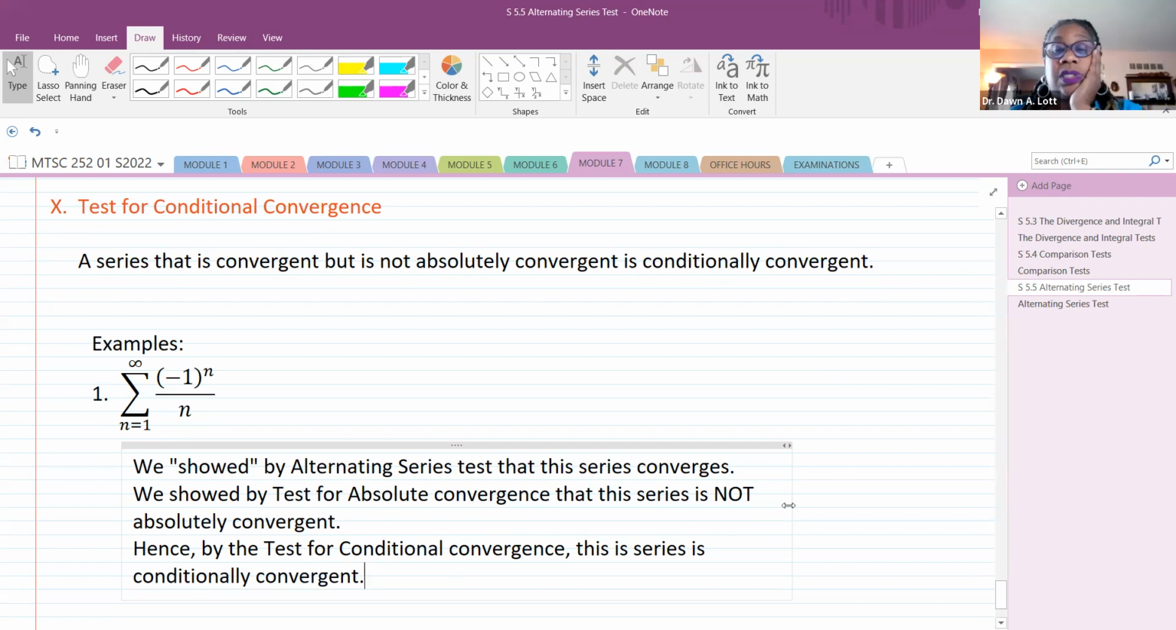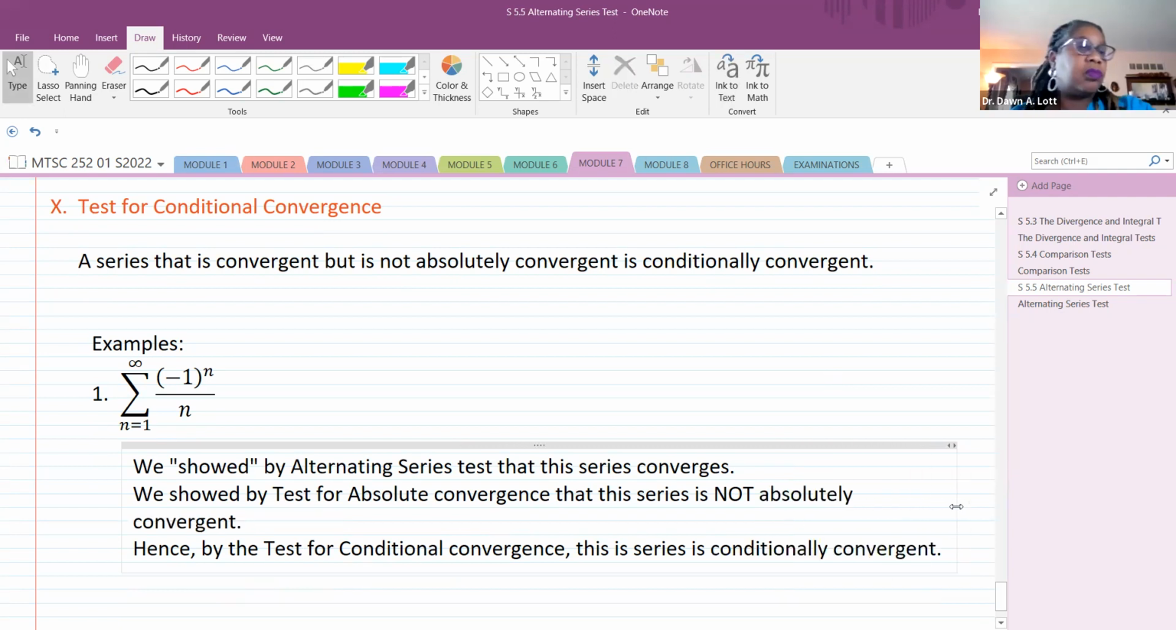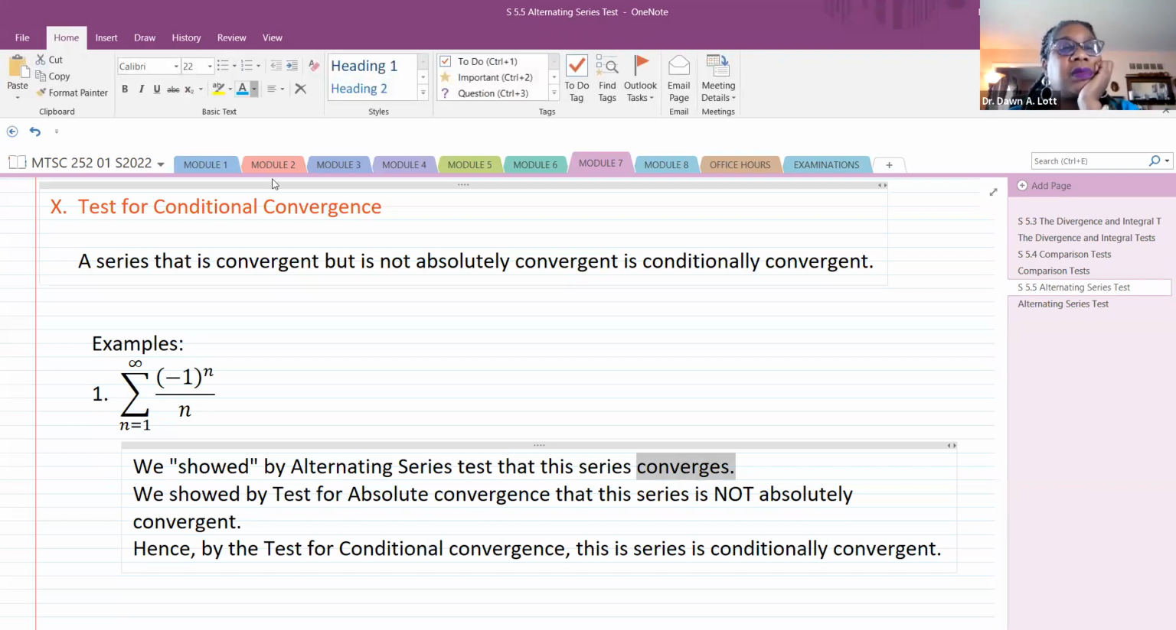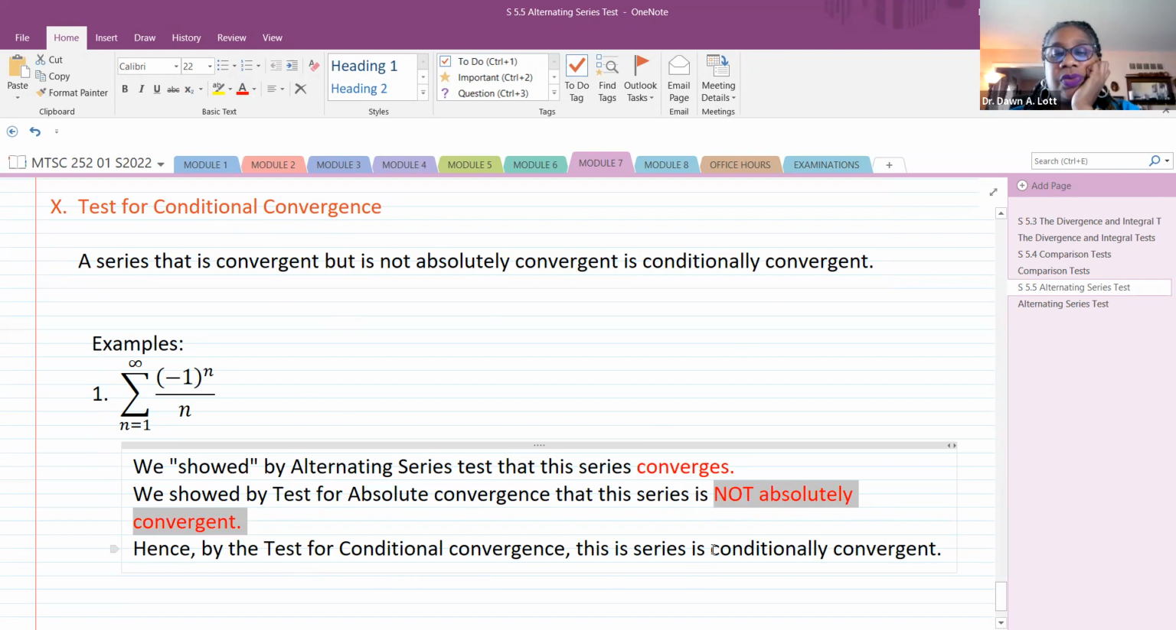Let's be clear here. It says a series that is convergent. We showed by the alternating series test that this series converges. Good. A series that is convergent, we like that, but is not absolutely convergent. We showed by the test for absolute convergence that this series is not absolutely convergent. So it satisfies both criteria. Hence, it is conditionally convergent.